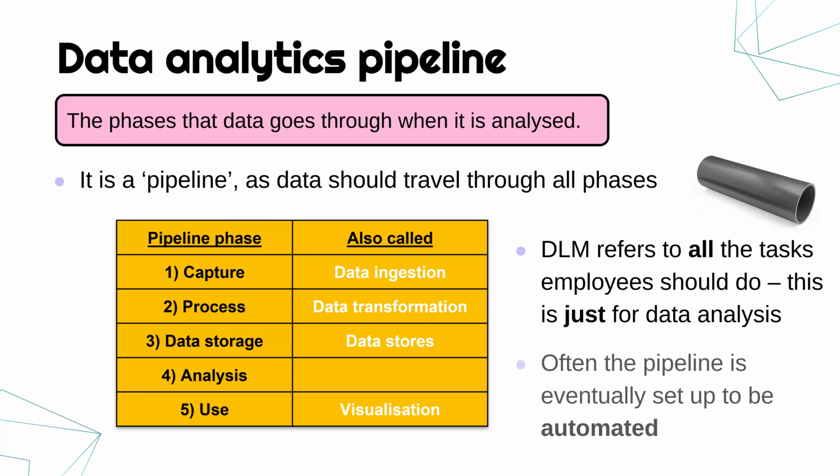And often the end goal for this pipeline is to make it automated. We want to set up some computer programs to handle these phases with little input from employees, whereas DLM is always pretty much handled by employees doing a lot of the different tasks.